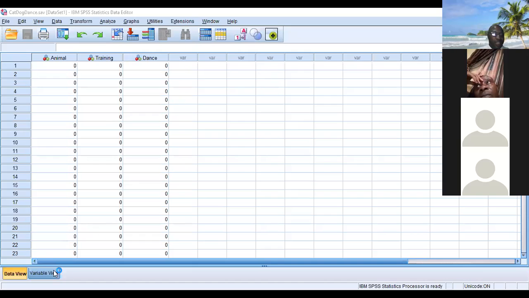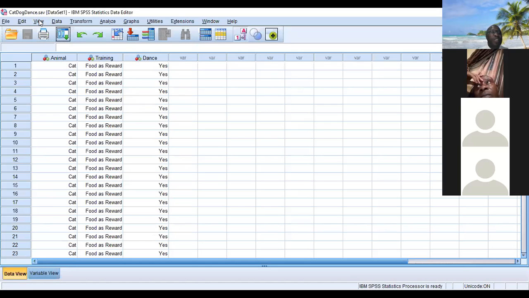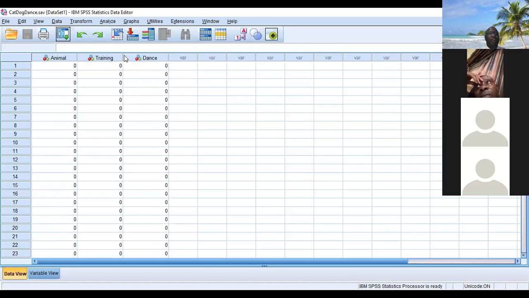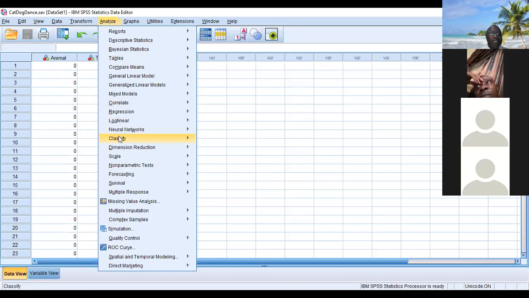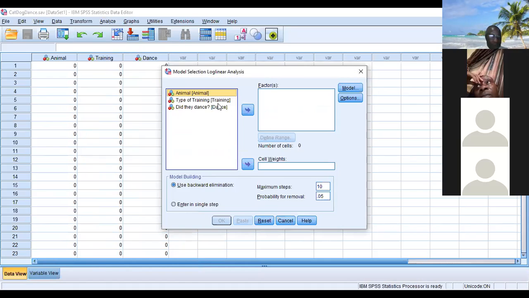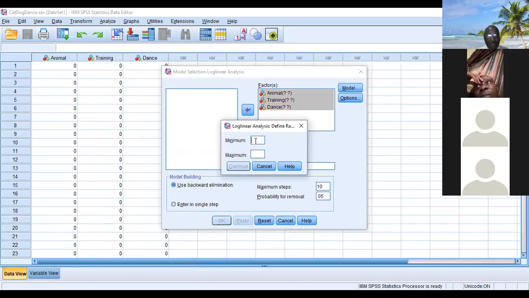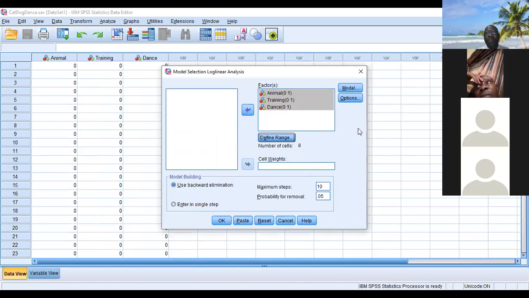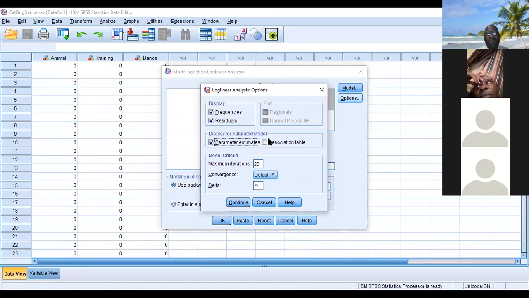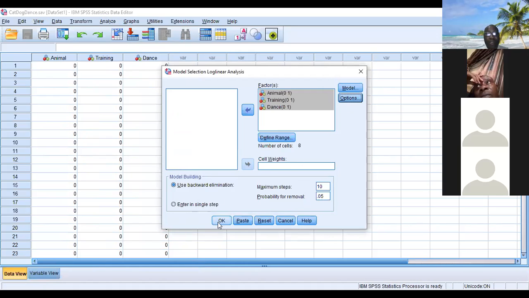So this is the data set. You remember, it's because I didn't show the value here, so I don't like showing the value like that. So analyze, log linear model, move on, define range 0, 1, continue, option, saturated, that's all.